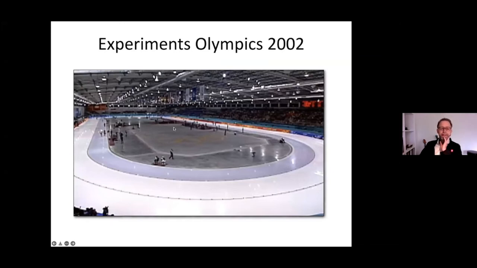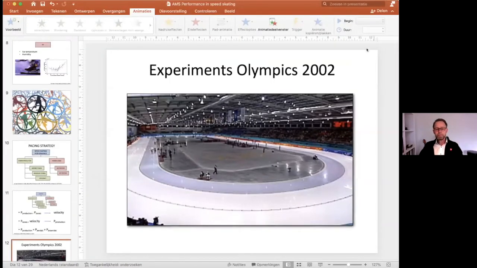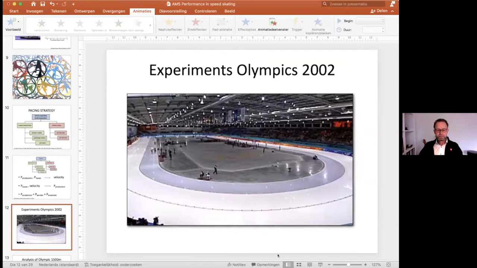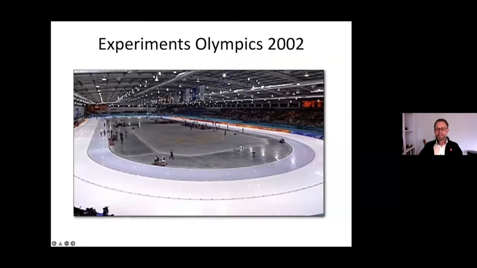In Salt Lake City, we had 8 video cameras in the ceiling of the ice rink. And with these cameras, we were able to measure instantaneously the velocity of the athlete on the rink. So we knew exactly the velocity.